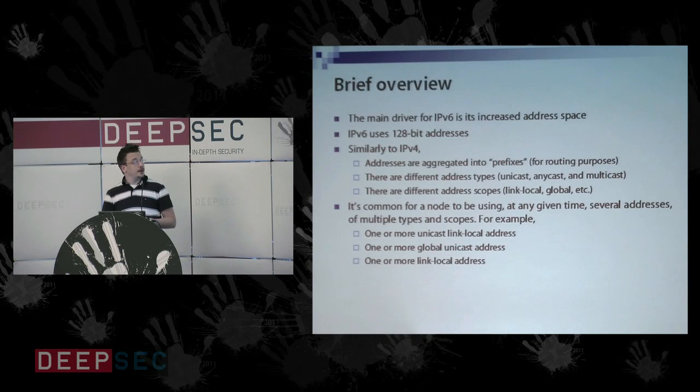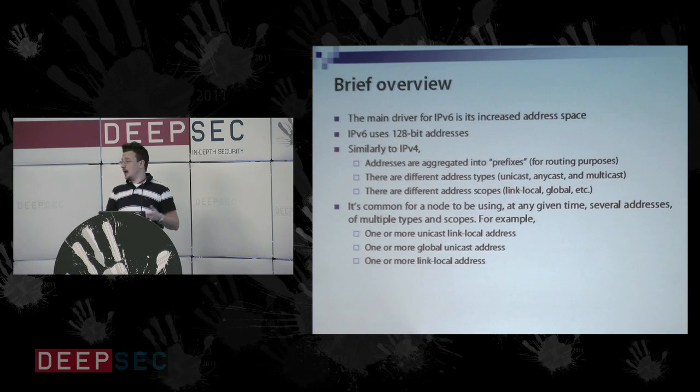And we also have different address scopes, which means that we have addresses that are only valid on the local link. That's the case of link-local addresses. We also have global addresses that are supposed to be unique on the whole internet and so on. And that's exactly the case with IPv4. With IPv4, we also have link-local addresses, global addresses, and so on.